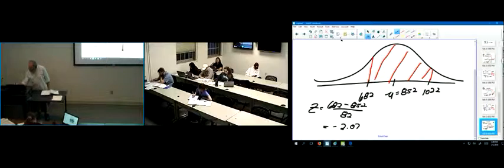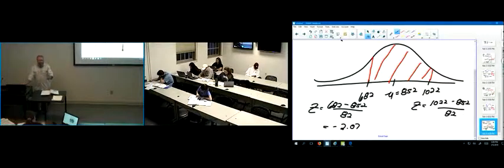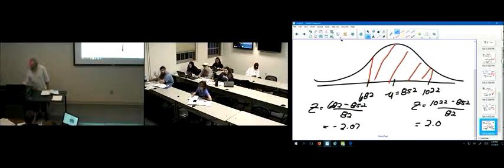And then over here, I'm going to get a different z-score for this 1022. Subtract off your mean. Divide by your standard deviation. Folks, I read it like that every time. Even though I'm not telling you the numbers, it's always the value of the variable minus the mean divided by the standard deviation. This time I should be getting something positive. Good. So there's two.